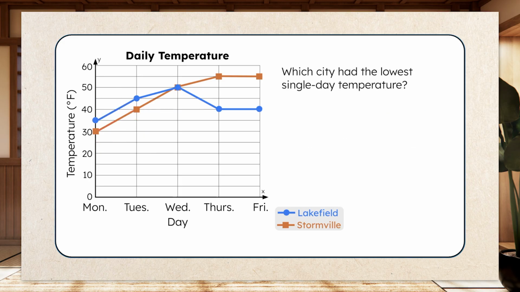Finally, which city had the lowest single-day temperature? The lowest point on the graph is Monday in Stormville at 30 degrees. Amazing work!